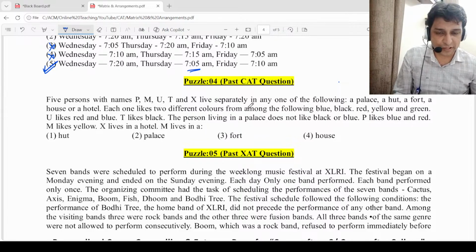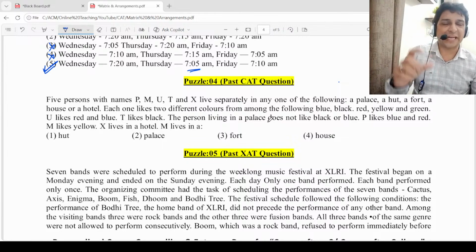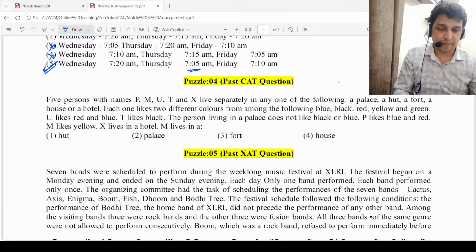So again, we have all the information. We can use a matrix, right? There's only one question. It's a very small one. So in that case, we can avoid the matrix again. We can go with the table method. So let's go with the table method in this case.